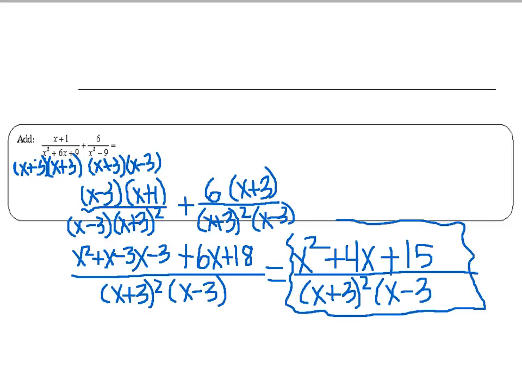So remember, we looked to see what's the bottom missing. First we factored, then we asked what's the bottom missing, and then we multiplied the top and bottom of each side by the missing things. So sometimes you'll have to multiply both fractions by something. Sometimes you might only have to multiply one fraction by something.